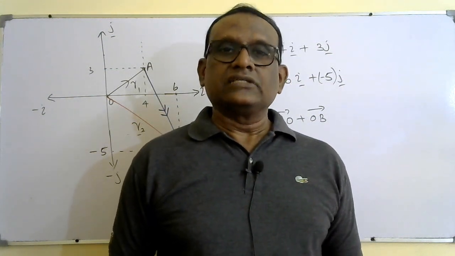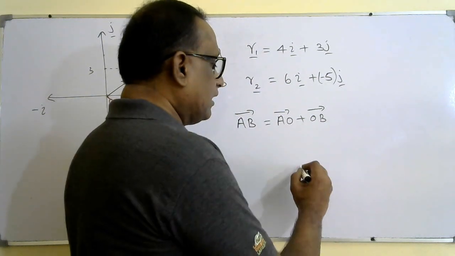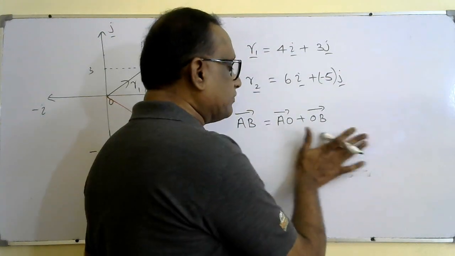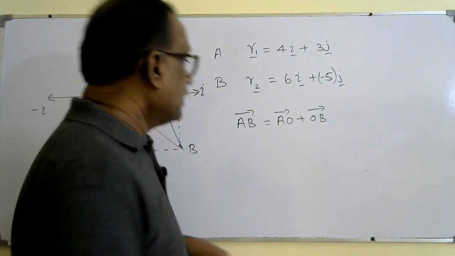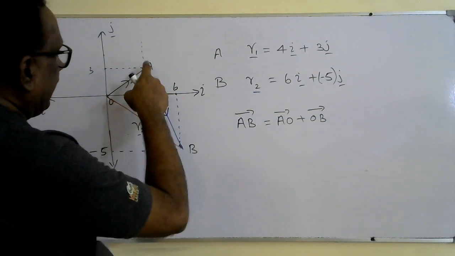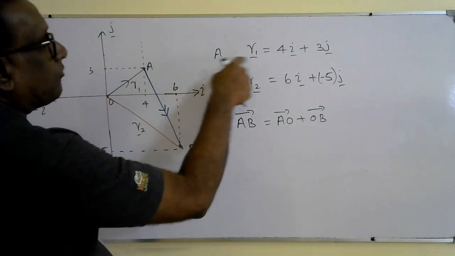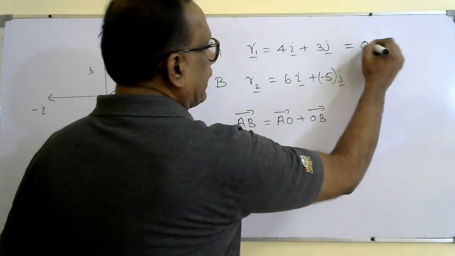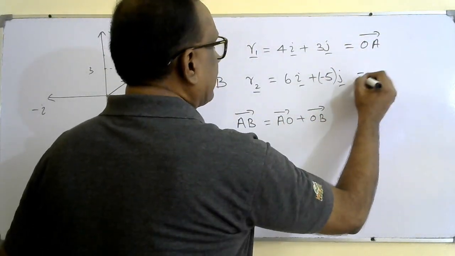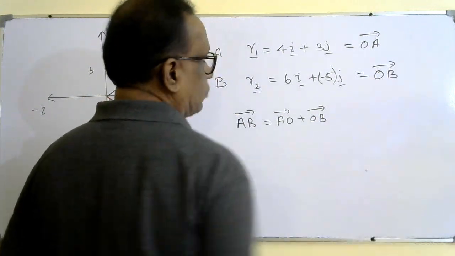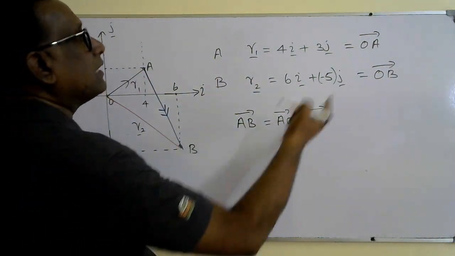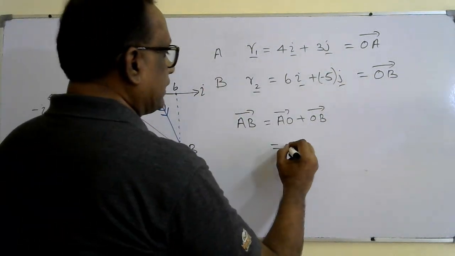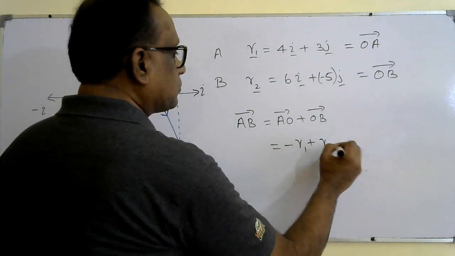Say for example, vector towards north, if I say R, vector towards south is minus R. So when the direction is inverted, it will be written with minus R. You should know that, you would have learned that. So AB is equal to AO plus OB, but vector R1 is OA, from O to A. This is vector OA. This is vector OB. O is the origin. So AO means negative OA, that is minus R1 plus R2.